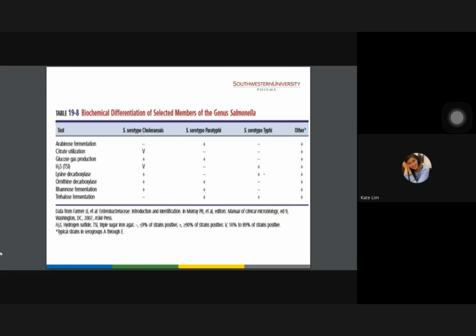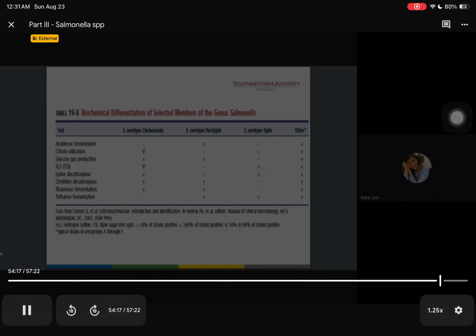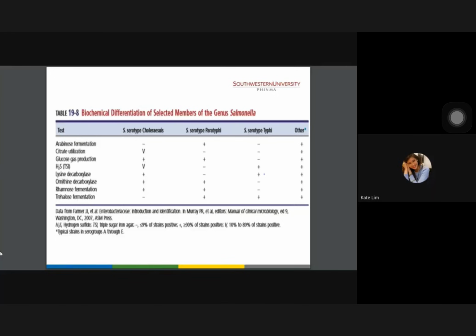So this is how you are going to differentiate your Salmonella species. Usually, they are differentiated with your TSI reaction. V stands for variable, meaning it would vary its result. So your Salmonella can be again differentiated based on your TSI and your IMViC, and that also includes the sugars. So these are some of the sugars and some enzymes that could help you differentiate one serotype from the other.